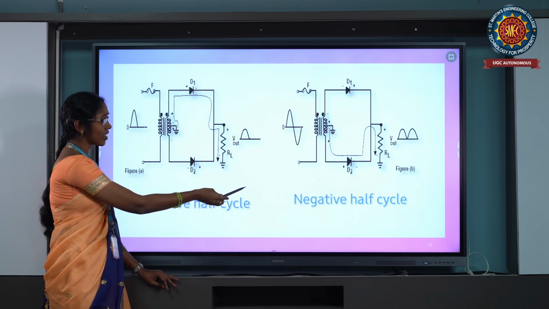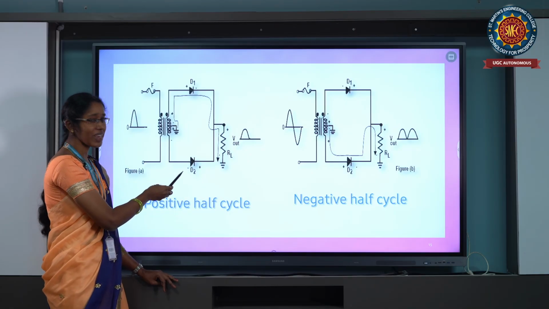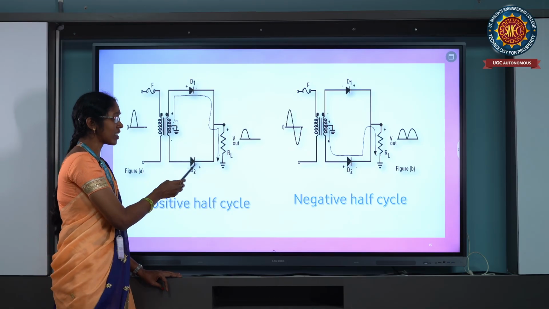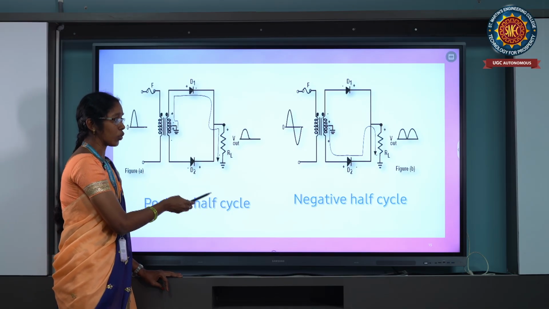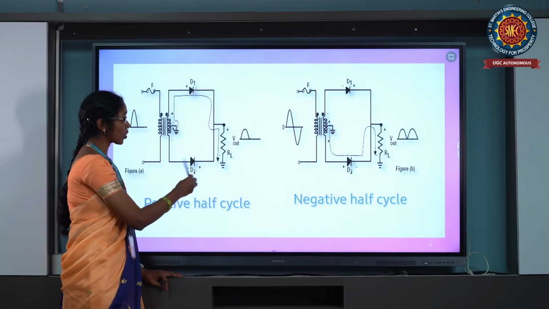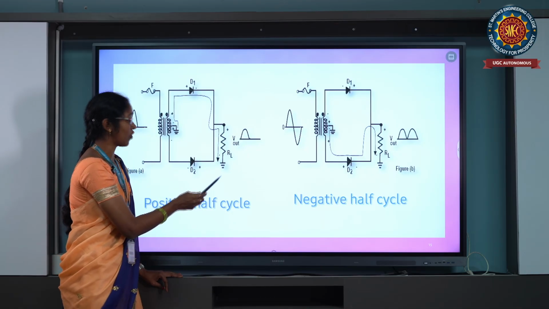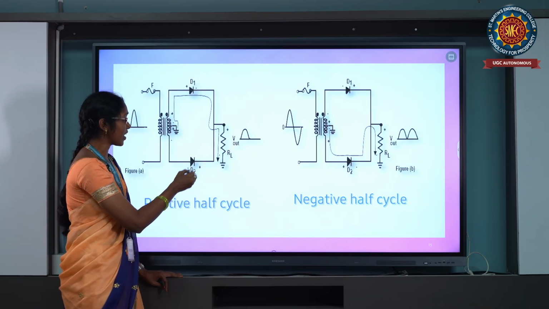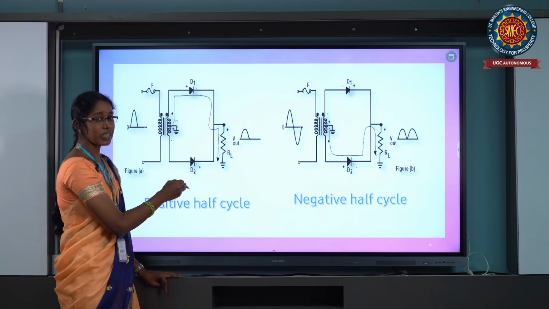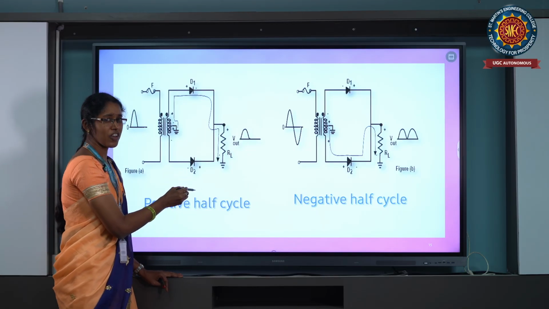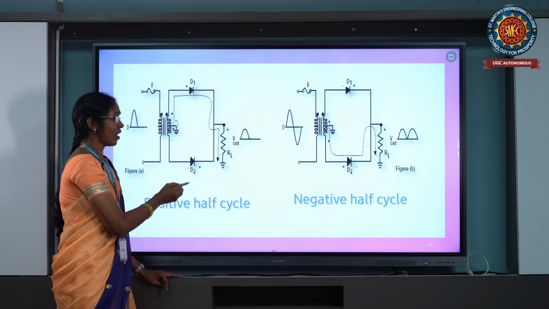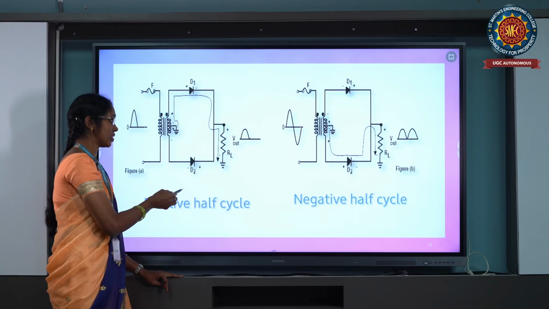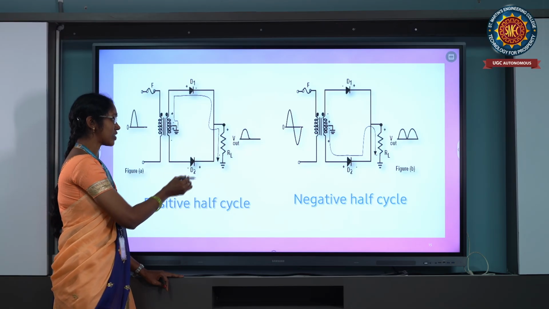From these two scenarios, we observed that the current direction in RL doesn't change. Means we are getting a pulsating DC as an output. And from these two cases, we are getting one point as a notification, that we are getting output in both the cases. Means it is a full wave rectifier. Full wave rectifier means we are getting output in both the half cycles of the input voltage. And here we are getting a pulsating DC.